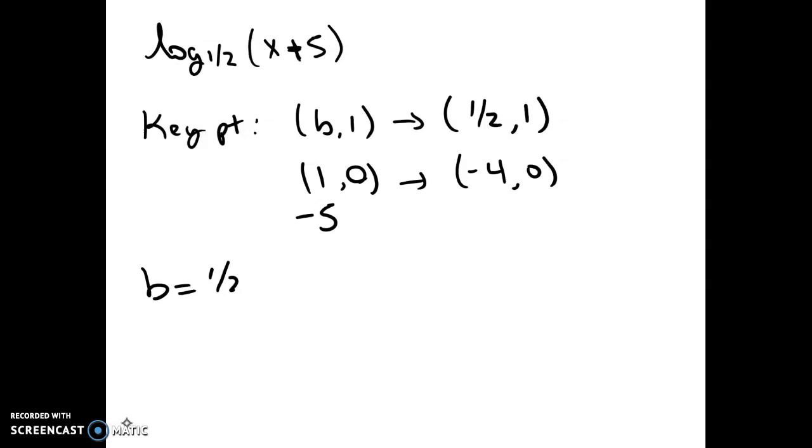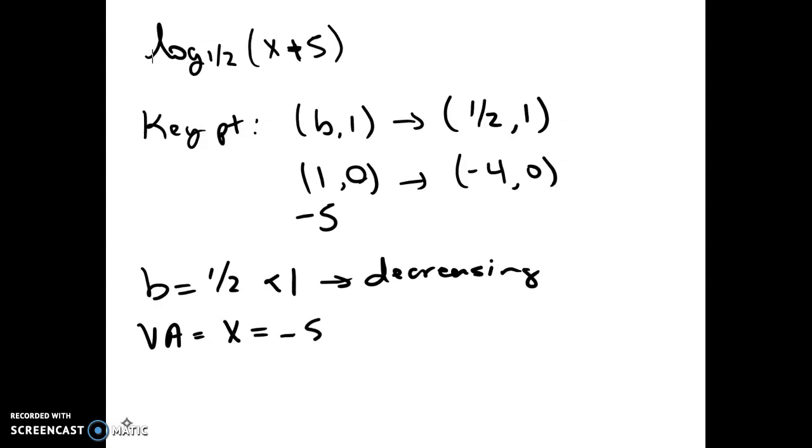Now, since b is 1/2, which is less than 1, that means that this is going to be a decreasing function as well. Also, our vertical asymptote is going to be x equals -5. And that's by looking at the argument right here, setting that equal to 0 and solving for x.